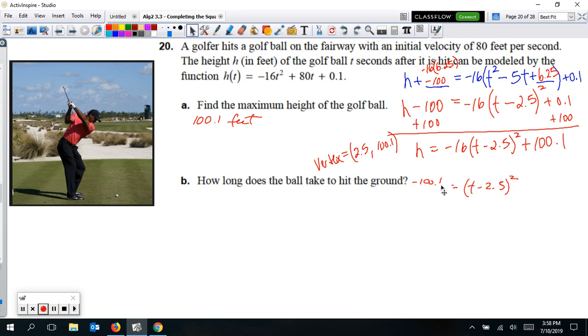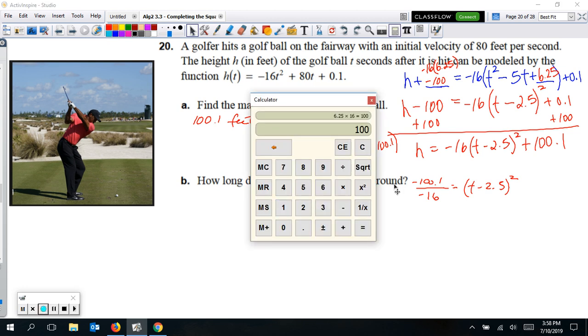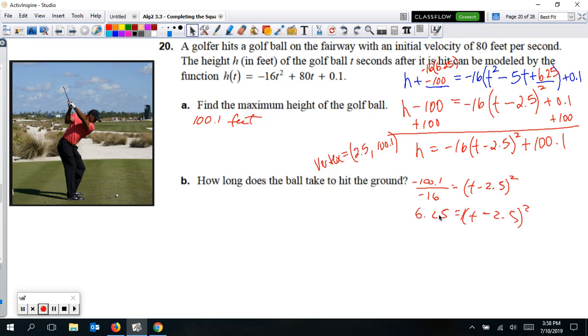I'm going to divide this now by negative 16, so I have negative 100.1 divided by negative 16. Now I need to do this on the calculator. It's going to be positive, so 100.1 divided by 16 equals about 6.25. Let's just call it 6.25. So 6.25 equals this binomial squared. Take the square root of both sides, and I'll get 2.5 is equal to t minus 2.5.